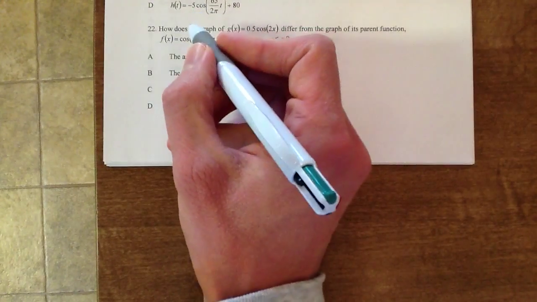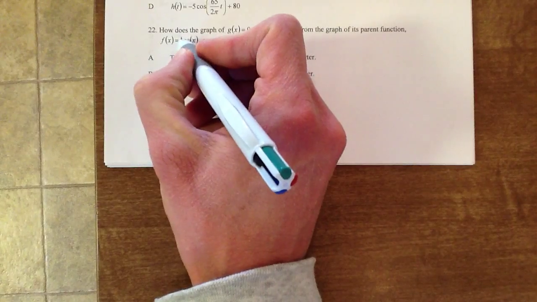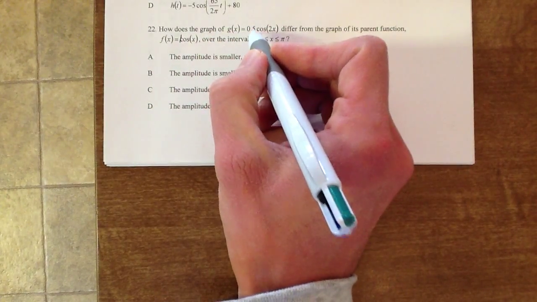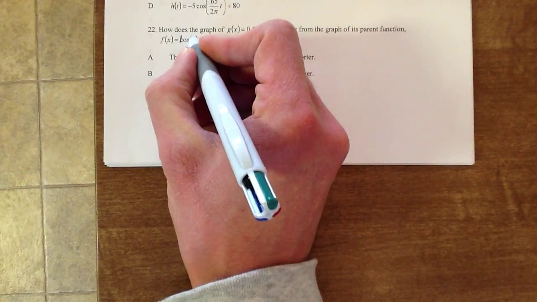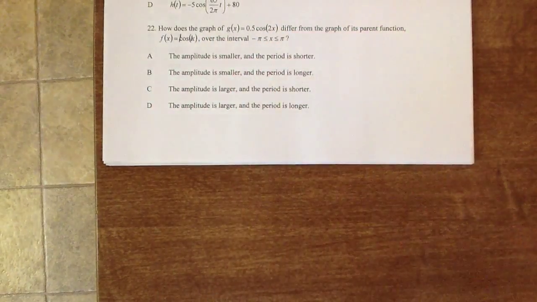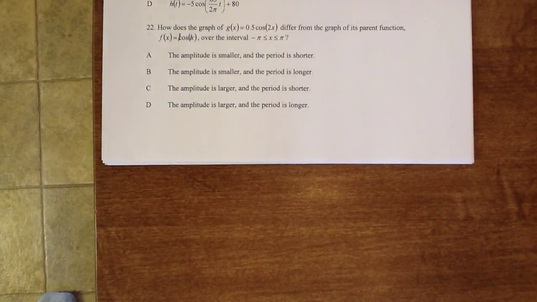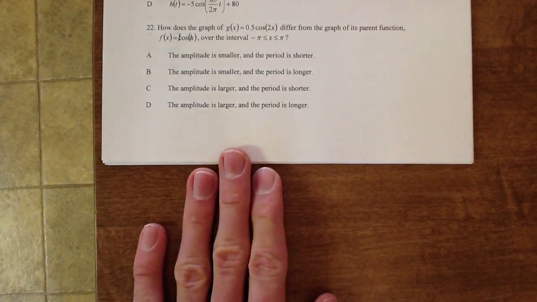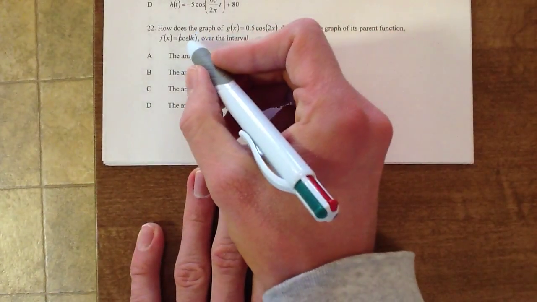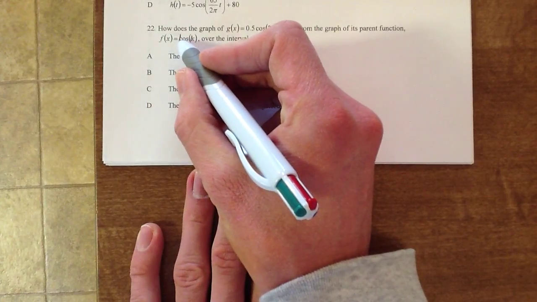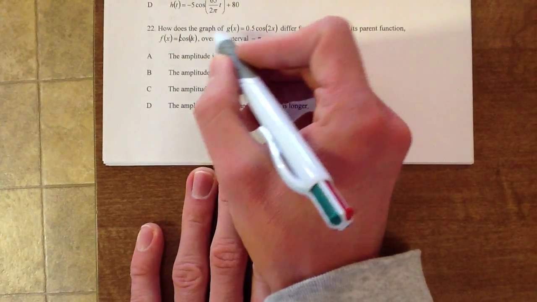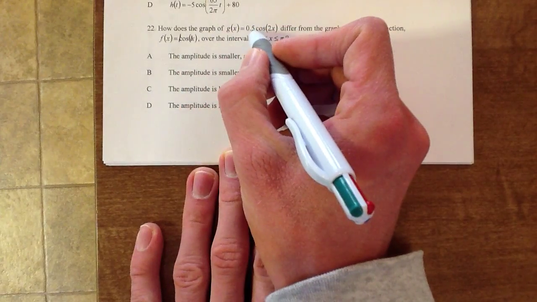Obviously, what was an understood 1 is now a 0.5, and what was an understood 1 here is going to be a 2. And we've done this. We did it with sine and not with cosine, but the same kind of ideas apply. So let's go with it a little bit here. That 1 in the front affects the amplitude. So an amplitude of 1 versus an amplitude of 0.5.